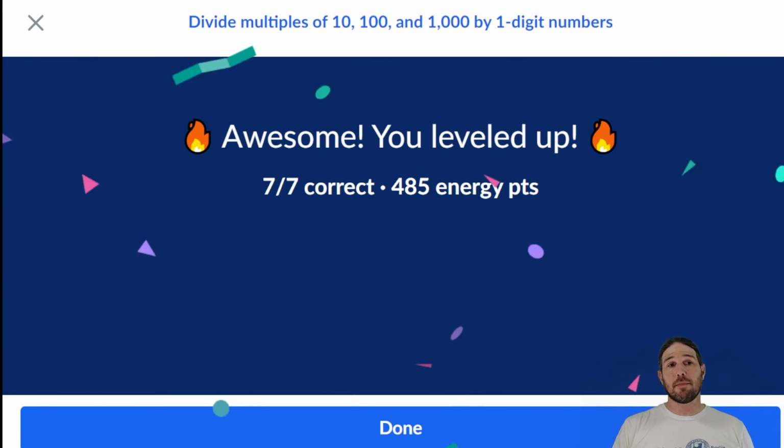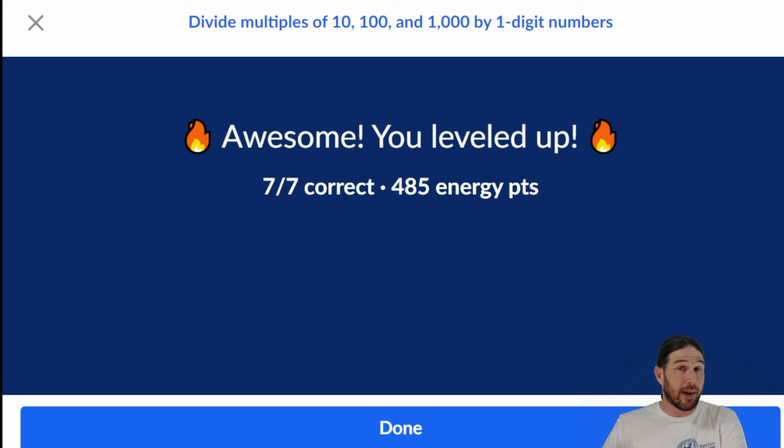And that's divide multiples of 10, 100, and 1000 by one-digit numbers. You will come to appreciate multiples of 10 and 100 and 1000 as you continue in your mathematical career, because they're usually very easy to work with.